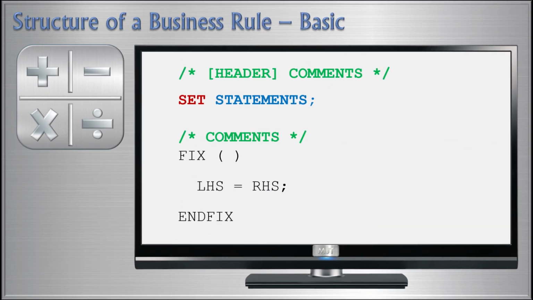You see the organization or the structure of a business rule before you. A business rule generally starts with some special comments called a header that tells us who wrote the rule, when they wrote the rule, and tells us something about the history of the rule. Set statements basically set up the Essbase environment. Throughout the rule, we have comments, and those comments can be associated with an entire fixed block or with certain lines in the code. They just tell us what the code is doing.